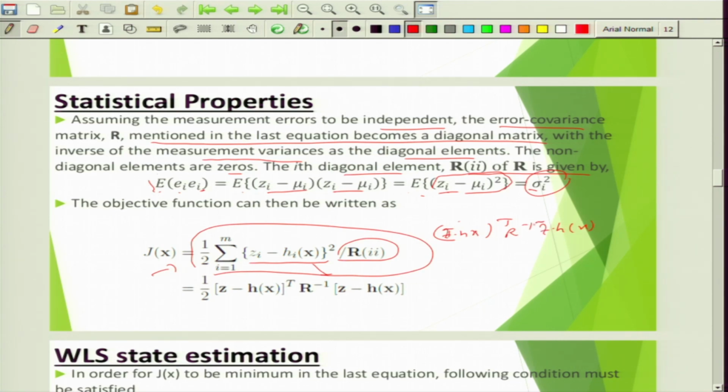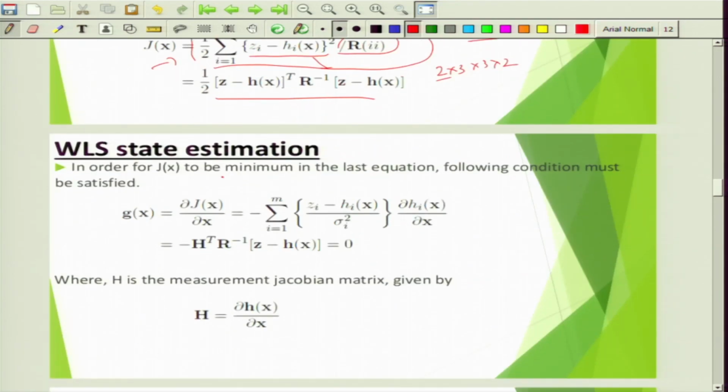This is just a mathematical adjustment, because for the multiplication you should have proper dimensions. If you want to multiply a 2 by 3 matrix, the other matrix should be of size 3 by 2. The dimensions should match. So now this is the objective function.